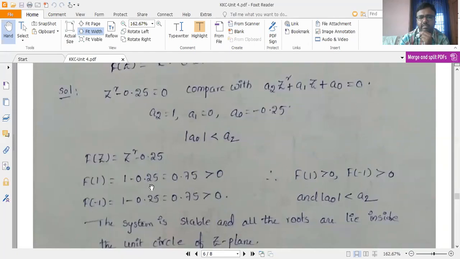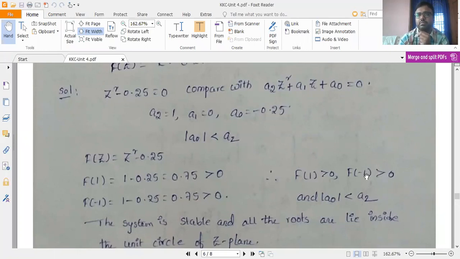We have 1 minus 0.25, that is 0.75. It is more than 0. And f of minus 1 value is minus 1 whole square, which is 1, minus 0.25, that is 0.75. It is also more than 0. Therefore, f of 1 value is more than 0 and f of minus 1 value is also more than 0.